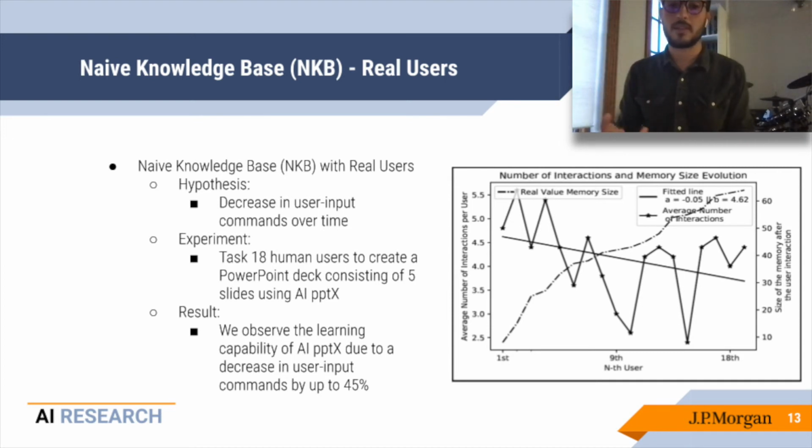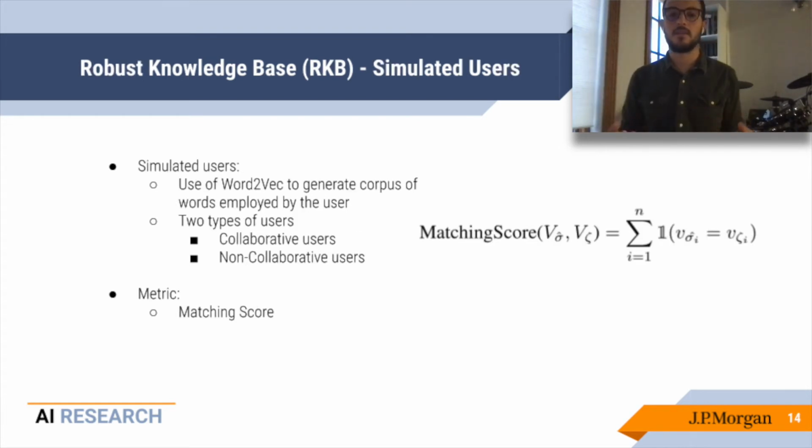What we experienced is a consistent increase in the size of the memory, and we also observed a decrease in the average number of interactions per user in order to create these slides. However, as the increase of the size is constant, the decrease in number of interactions remains volatile, and this shows the limitation of this knowledge base. Based on this experiment, we decided to move on to the robust knowledge base.